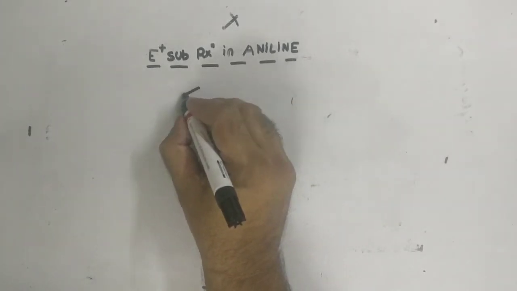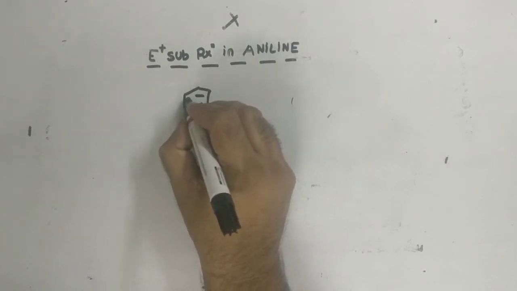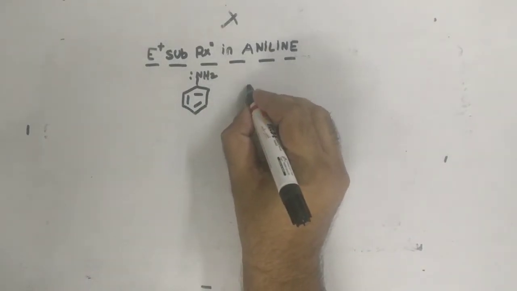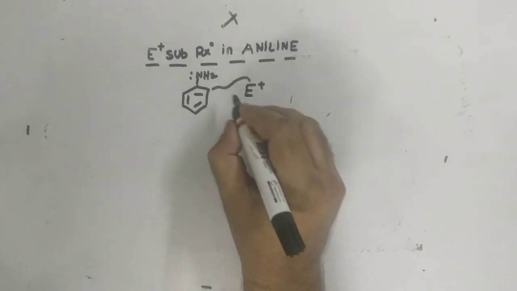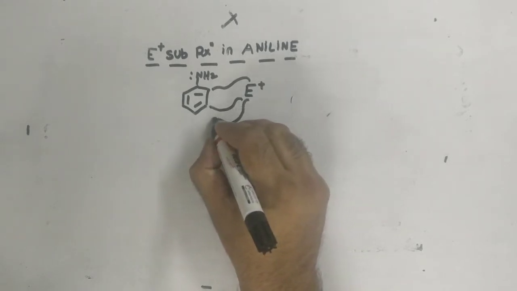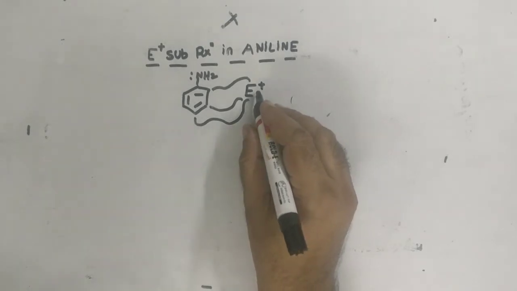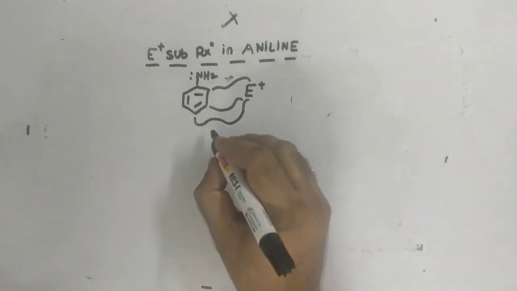First of all, we have to find out in aniline which are the positions that will be attacked by the electrophile. All of us know that there are three possibilities. The electrophile may attack at the second position, that's called ortho. It may attack at the third position, called meta, or at the fourth position, called para. We have to find out at which position the electrophile will attack. We will prove it attacks at ortho and para.